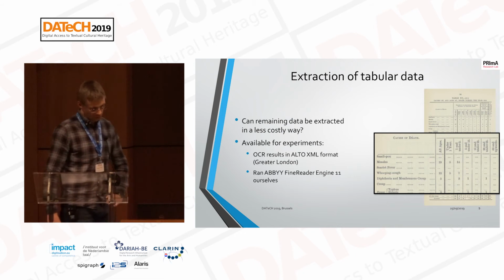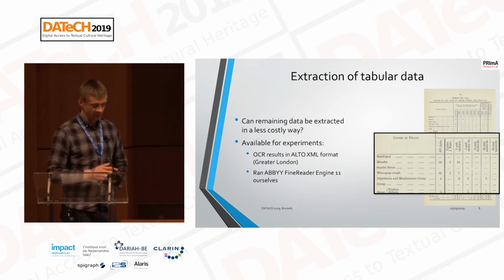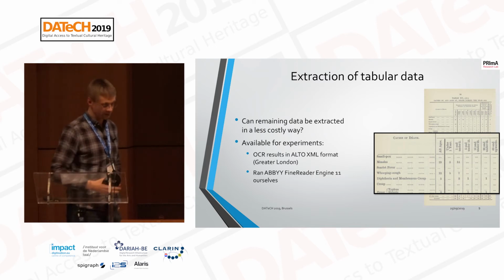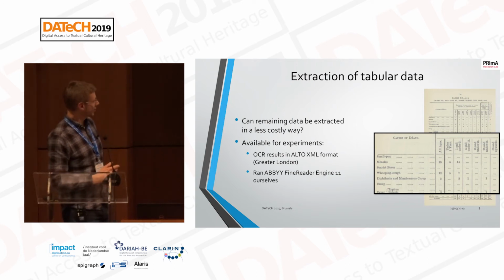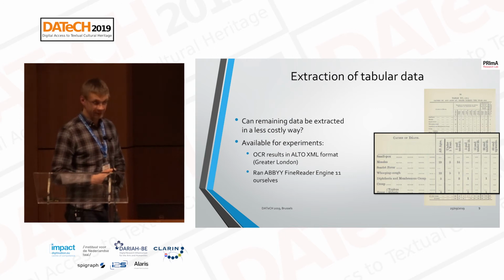Okay. So as for the extraction of the tabular data, because we have the Greater London data, but what about the rest of the country? So how could we maybe get that data in a slightly less costly way? Because just having someone sit there and typing it all and creating the tables is very costly, even if you outsource it to someone else. And so what we had for experimentation is we had all the OCR results in Alto format, and for Greater London also corrected, and the table XMLs.